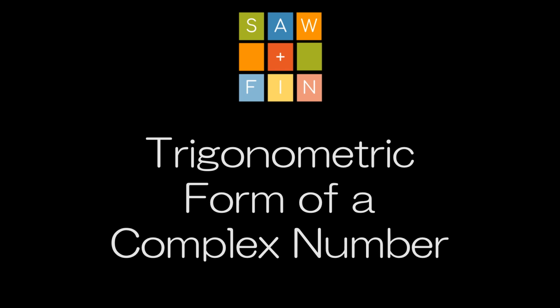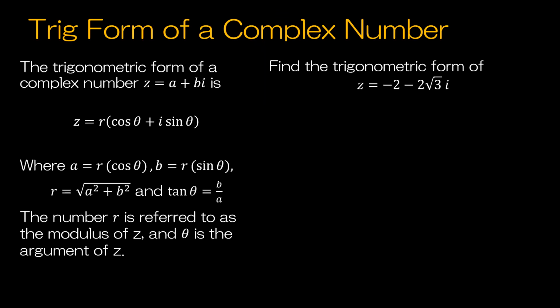Trigonometric form of a complex number. We know that complex numbers are written in the form a plus bi, so we're going to let z represent our complex number a plus bi. If we want to write that in trigonometric form, we're going to rewrite it in the form z is equal to r times the quantity of cosine theta plus i sine theta.